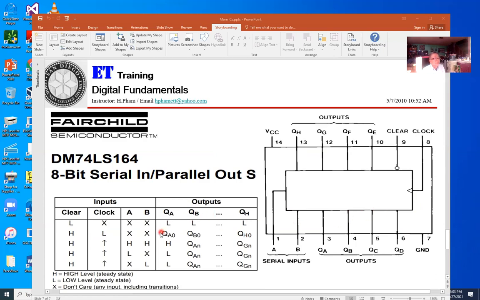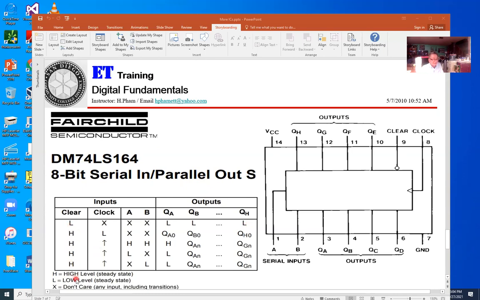Okay, now you're looking at the truth table here. Clear is 0, active low. Then the clock you don't care, inputs A and B you don't care. Output must be low. Clear overrides everything. Every time clear is 0, you cannot do anything with the clock or inputs A, B. Output must be 0.